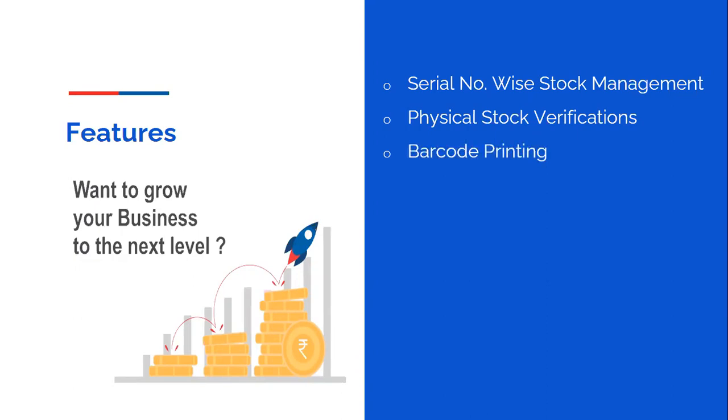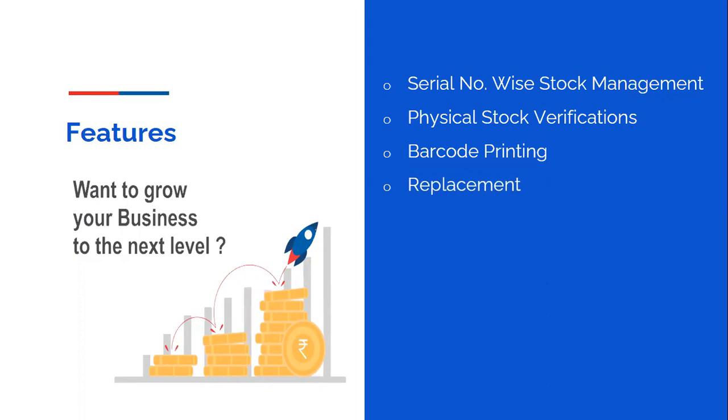Next feature you can use is barcode printing. In Busy software, you can design your barcode label. You can directly print the barcode label from the software. It is free, no need to pay extra charges for printing barcode labels. You can print your own design, print your own barcode label and stick it on the product packet. Scan the barcode from the label and create your invoice. So this feature you can use, barcode printing.